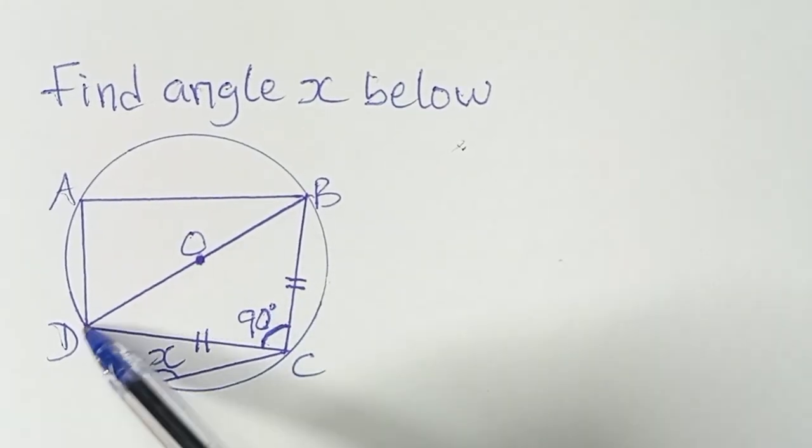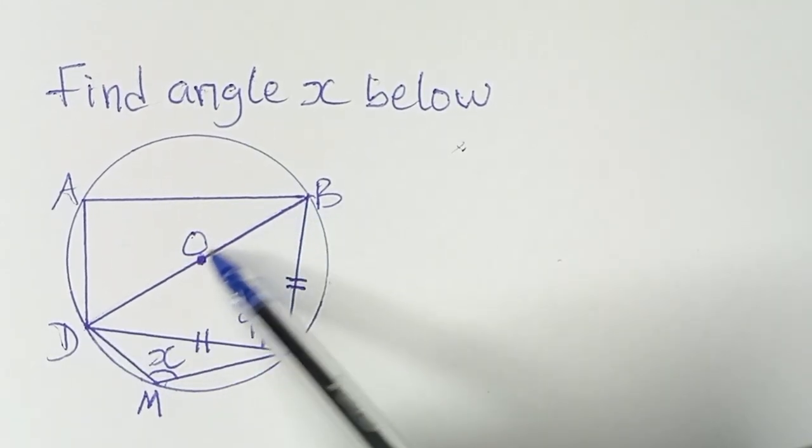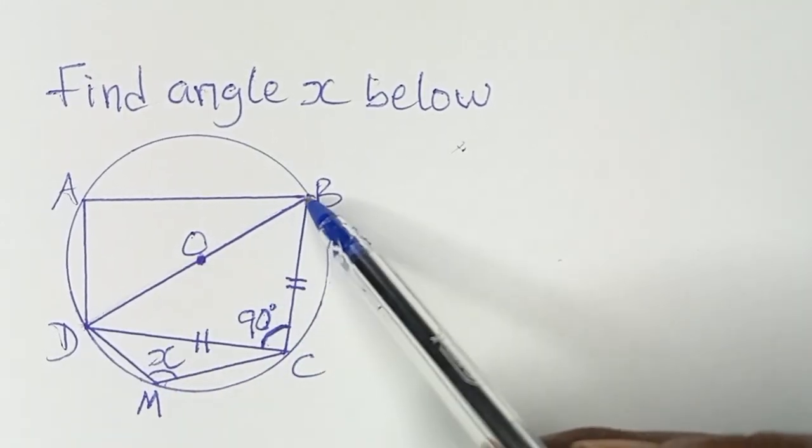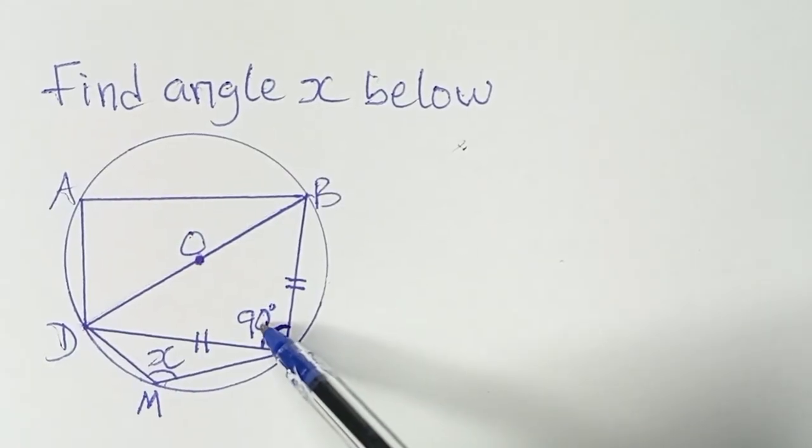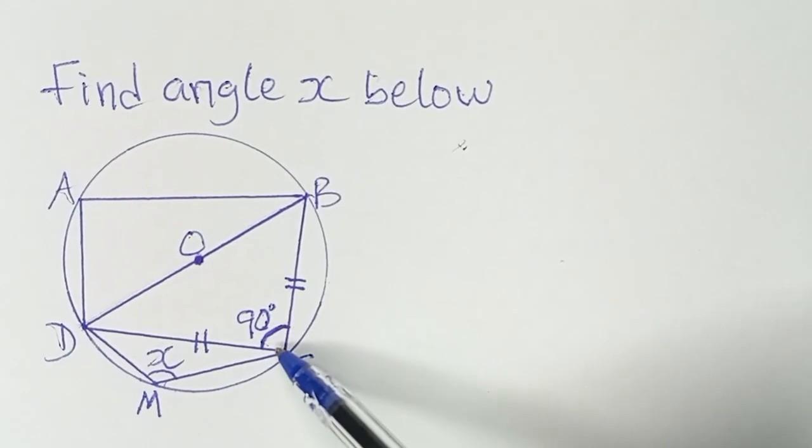So the theorem says that the angle in a semicircle, because this line makes it a semicircle, half a circle, is a right angle, meaning that it makes a 90 degree angle in that triangle.